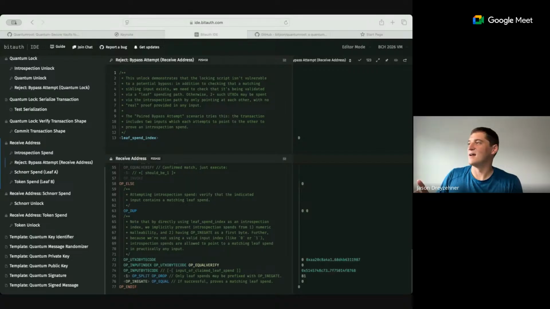Okay. Are there any other questions about this stuff before we talk about token spend? And the token spend is actually super simple.